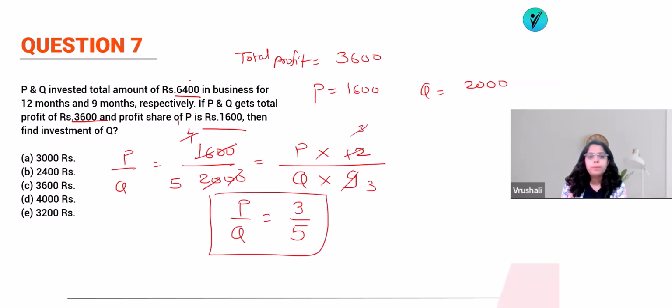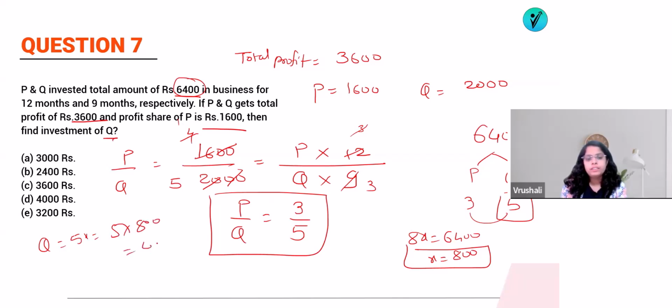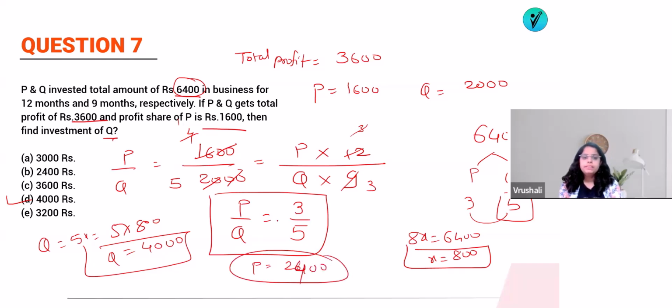And what I know is that the total amount is 6400. That means 6400 is divided between P and Q in the form of 3 and 5. So 3 plus 5, 8. 8x is equal to 6400, which means 1x is equal to 800. So which one have they asked you? Investment of Q. So Q has invested 5x, where the value of x is 800. So 5 8s are 40. That means Q will invest 4,000. That's it. And how much will P invest? P will invest 6400 minus 4,000, that means 2400. Okay, that's it.